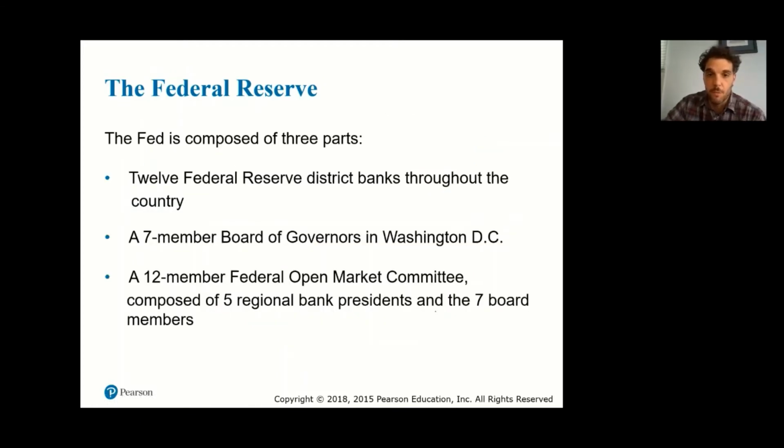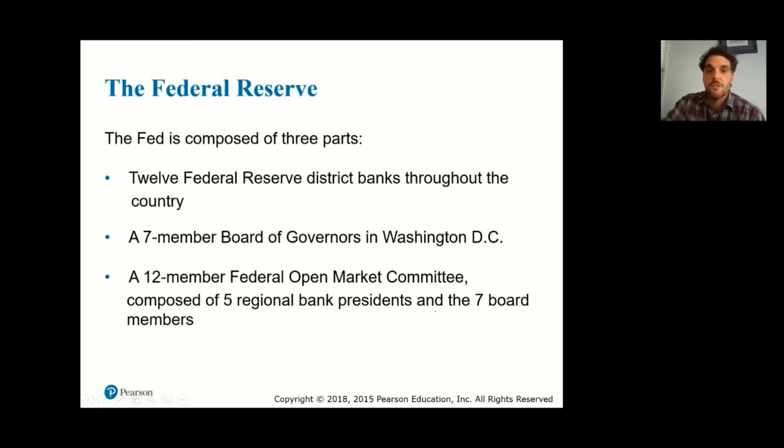There's 12 of them. Each one of them has their own bank president. And 5 of those bank presidents are on the Federal Open Market Committee. One of those presidents is the president of the New York Fed, and the 4 other presidents rotate through as being on the Federal Open Market Committee. The New York Fed president is permanent.